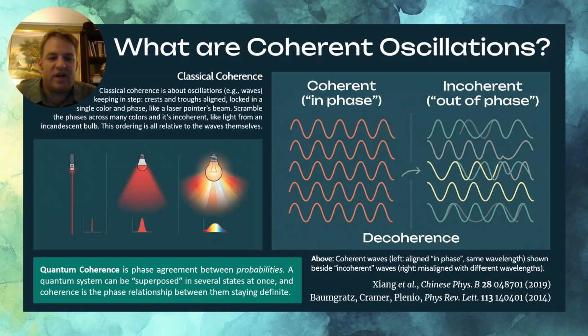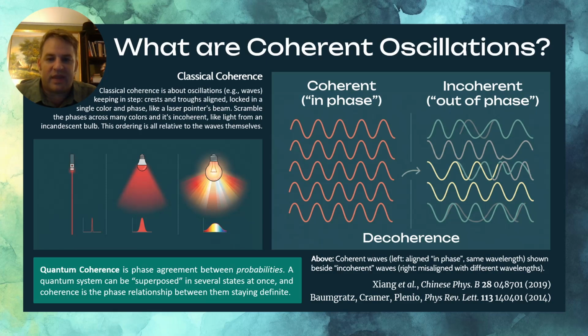The crests and troughs are all lined up and locked in a single color or phase, like the beam of a laser pointer. Now, if we scramble the phases across many colors, it becomes incoherent, like light from the sun or an incandescent bulb. And the ordering is all relative to the waves themselves.